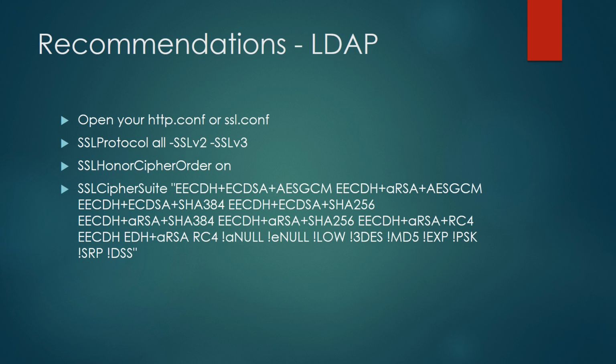And then to check if SSLv2 is disabled, you can run a command that goes openssl s_client -connect, and then you put the host name, which will be your server name.